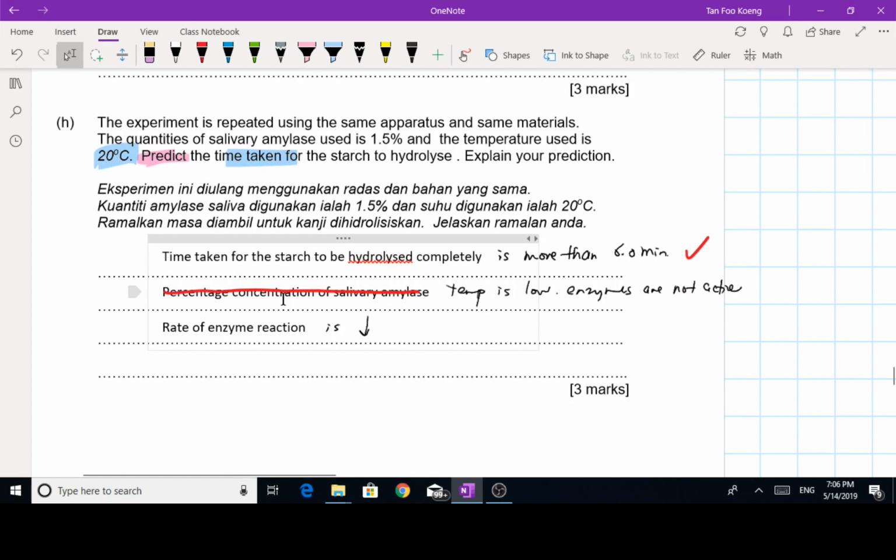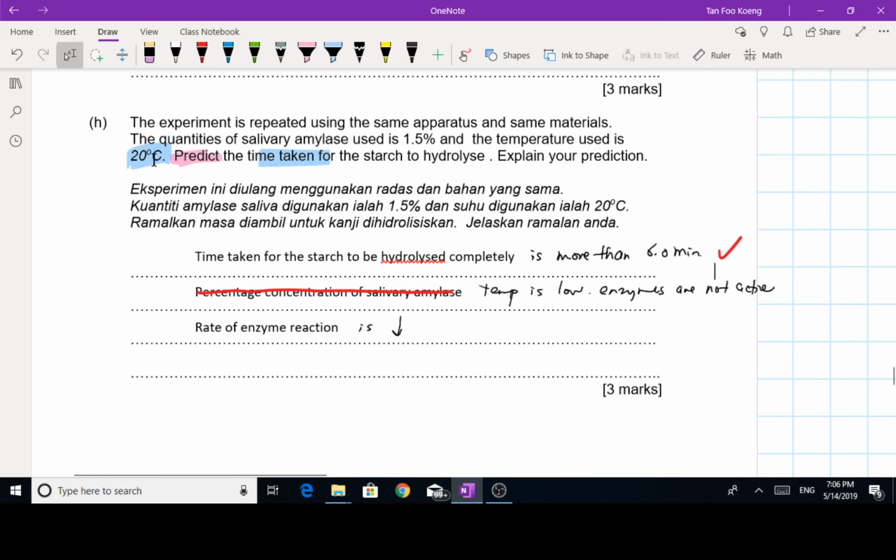Now, of course, I can't say the percentage concentration. I shouldn't relate it to the percentage concentration anymore, because my MV right now is 20 degrees Celsius. Okay, we have 37 degrees Celsius and 20 degrees Celsius. So I have to relate it to the temperature, because the temperature is low. When the temperature is low, the enzymes are not active. So lastly, the rate of enzyme reaction is low. So again, you see ORV, MV, and RV in your explanation.